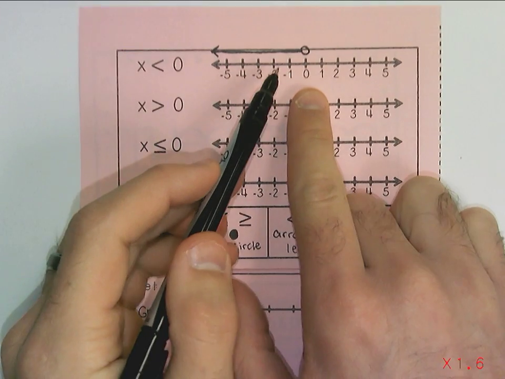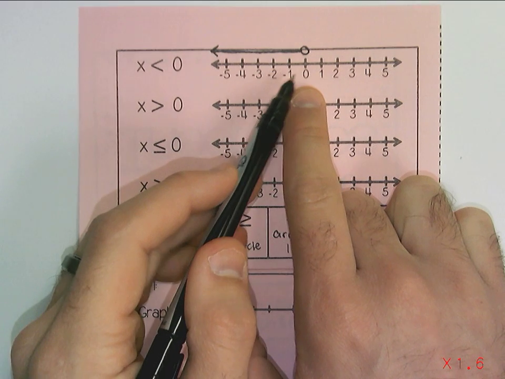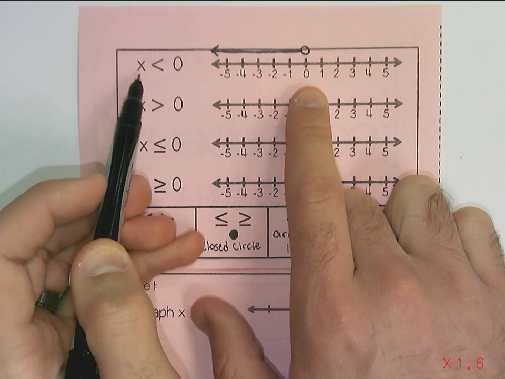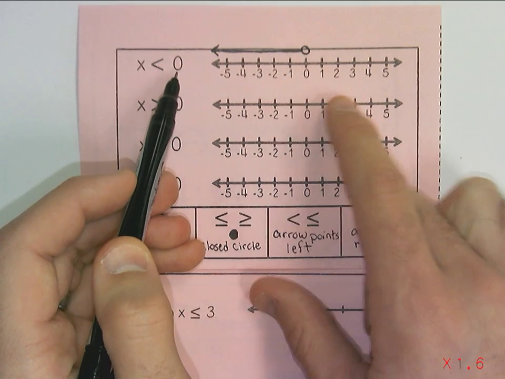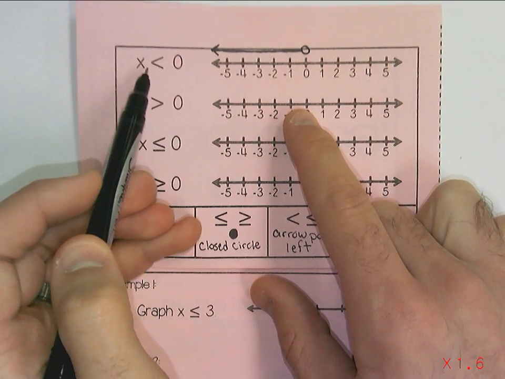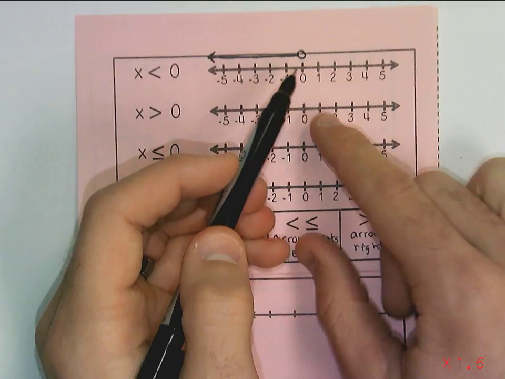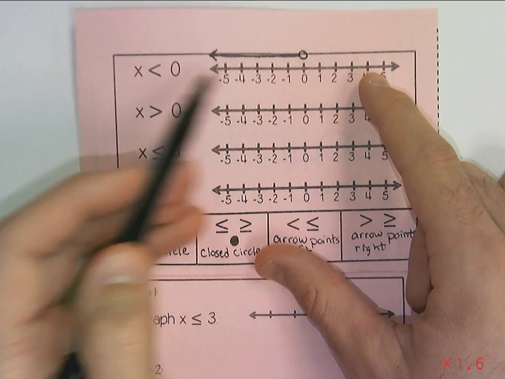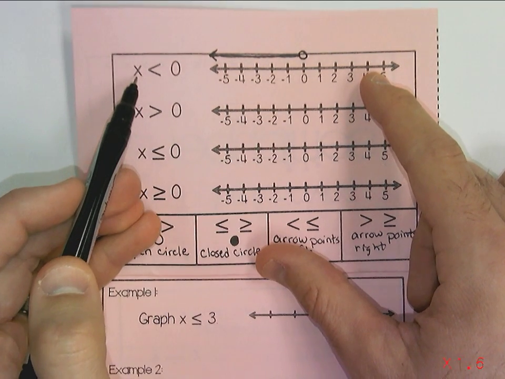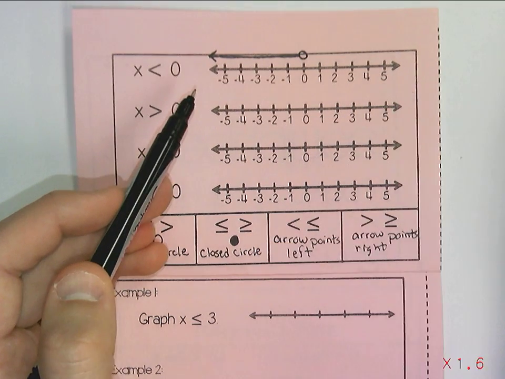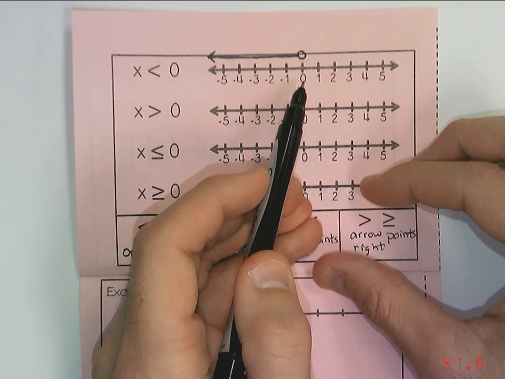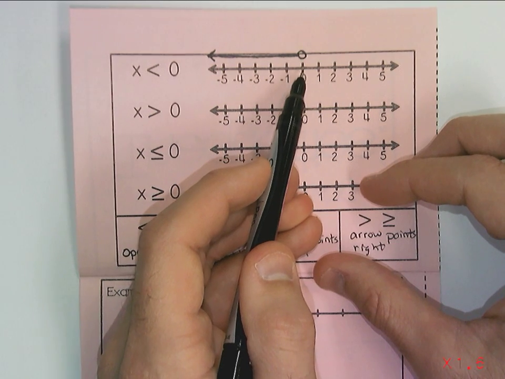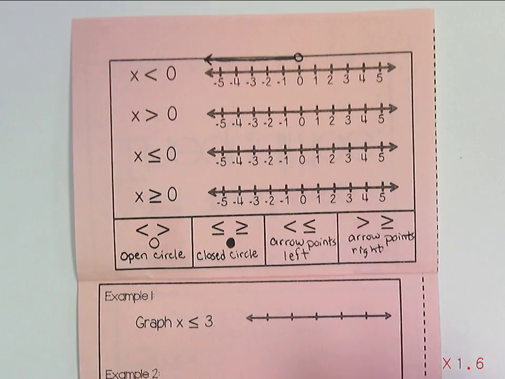Good way to check to see if you're going the right way is, well, put numbers that are going towards the arrow. So if I put -1 in here, is -1 less than 0? Yes. Is -3 less than 0? Yes. Now we can also look at this here and understand why this is an open circle, because if I were to put 0 in here, 0 is less than 0, that's not true. So 0 cannot be included in our answer here. Everything up to it can be, but 0 itself cannot be.